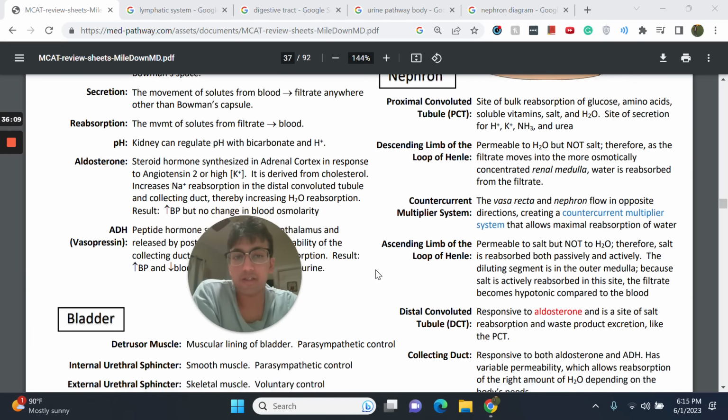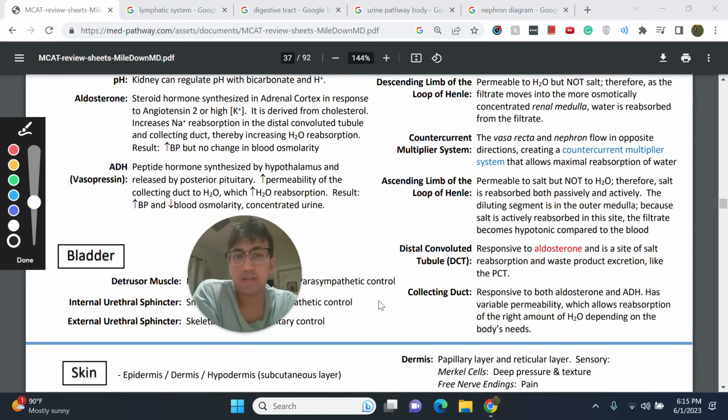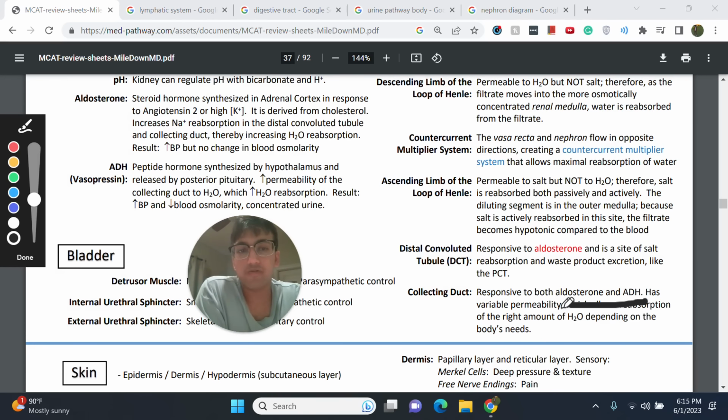And finally, we have the collecting duct. The collecting duct is responsive to both aldosterone and ADH. It has variable permeability, and it basically makes sure that the right amount of H2O is being excreted based on the body's needs.